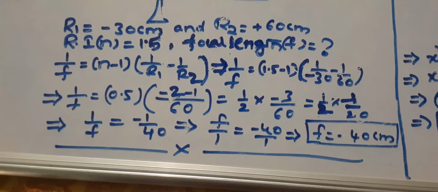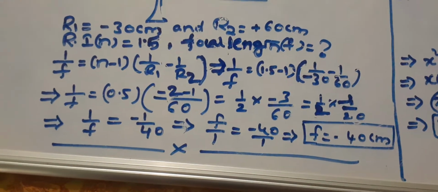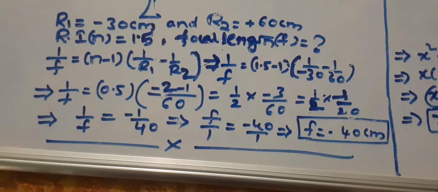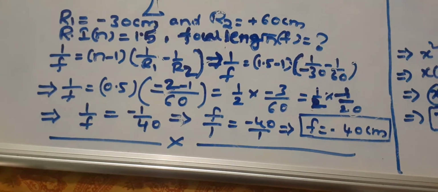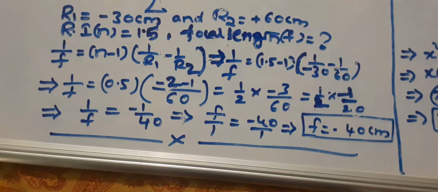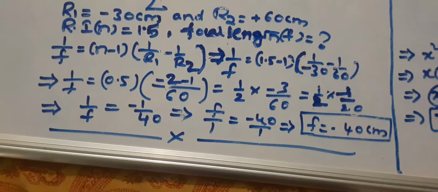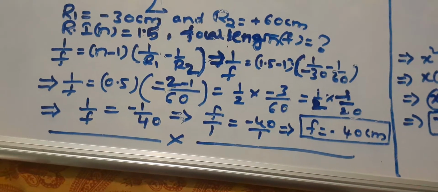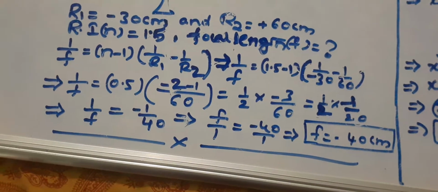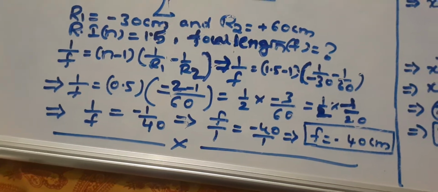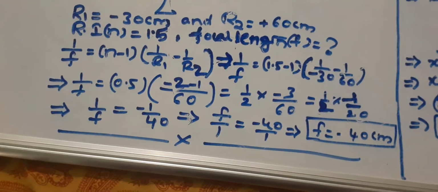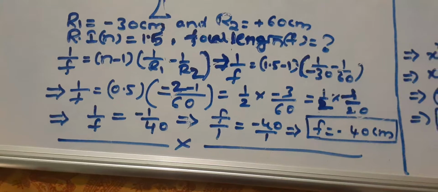1 by f is equal to (1.5 minus 1) into (1 by minus 30 minus 1 by 60). 1.5 minus 1 means 0.5. So 1 by f is equal to 0.5, and taking LCM, students, (minus 2 minus 1) by 60, that is 0.5 means 1 by 2 into minus 3 by 60, that is 3 twenties are 60, so 1 by 2 into minus 1 by 20. So 1 by f is equal to minus 1 by 40.